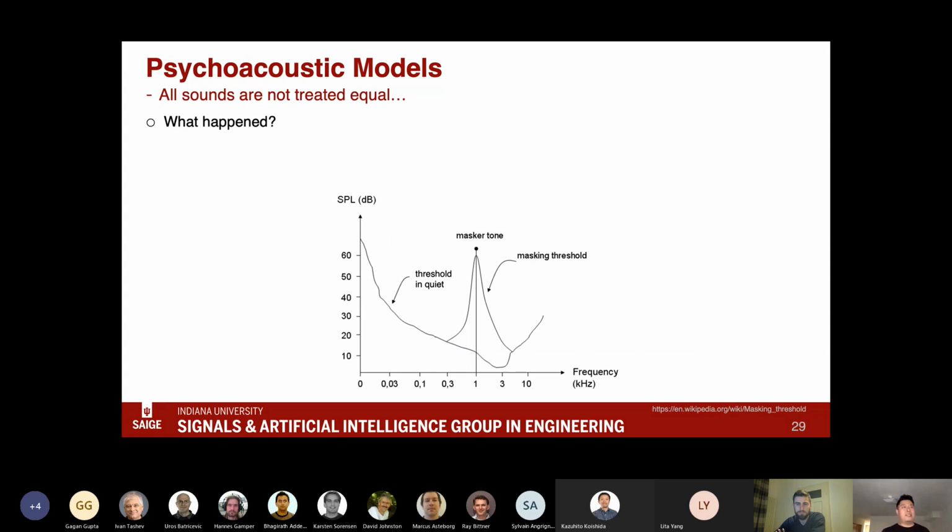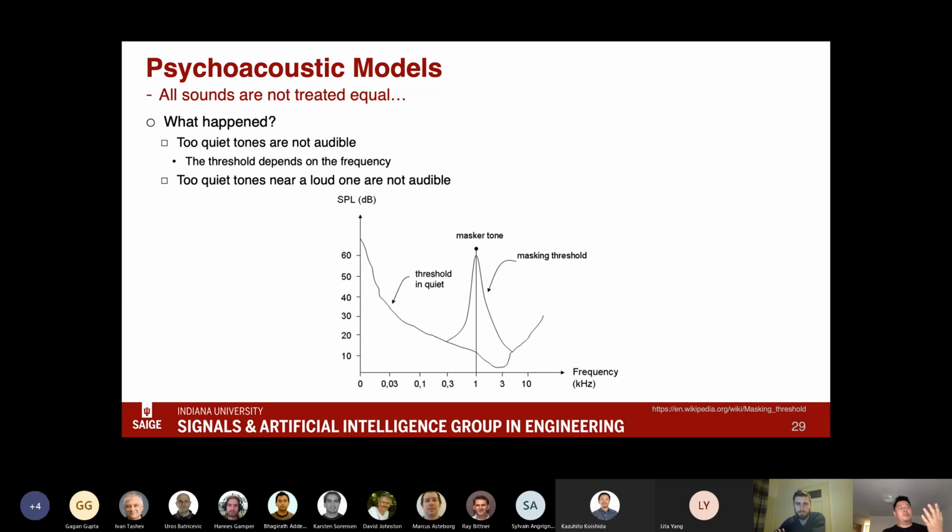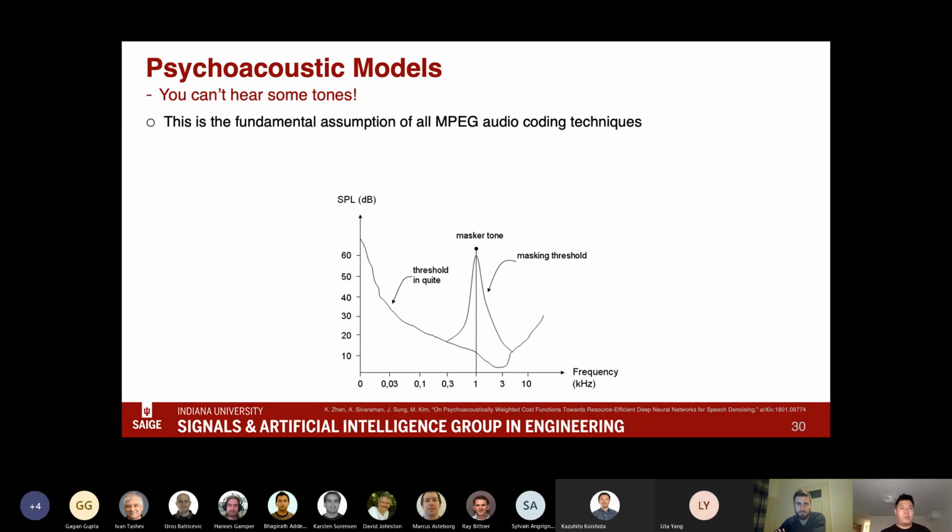This masking effect is studied in psychoacoustics. Basically, if the tone is too soft at a certain frequency, it can be inaudible. If the tone right next to a loud tone is also kind of soft, it will also be masked.